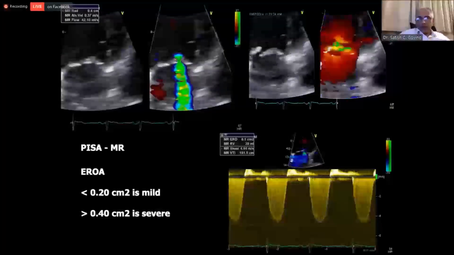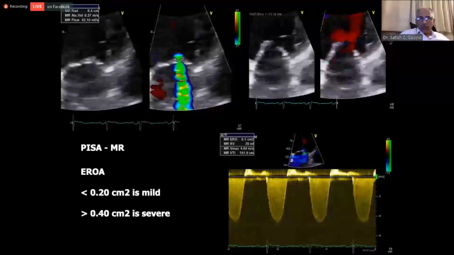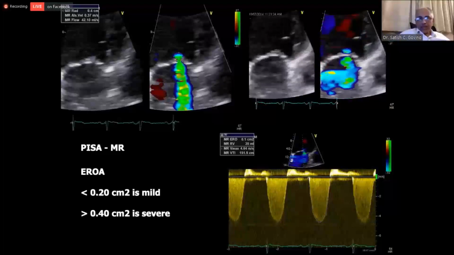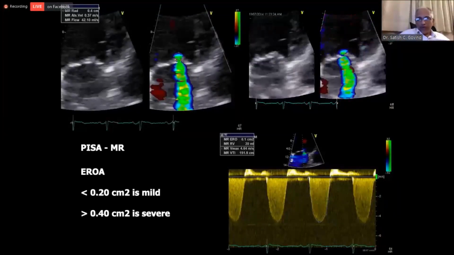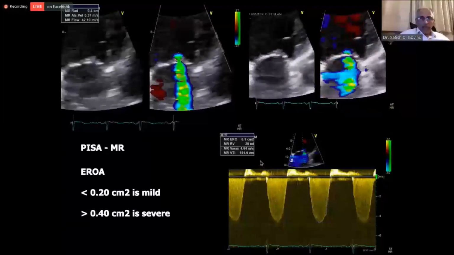Next is the much hyped and much talked about PISA. In terms of real life, not very great, mixed results. So you need to have a good hemisphere.